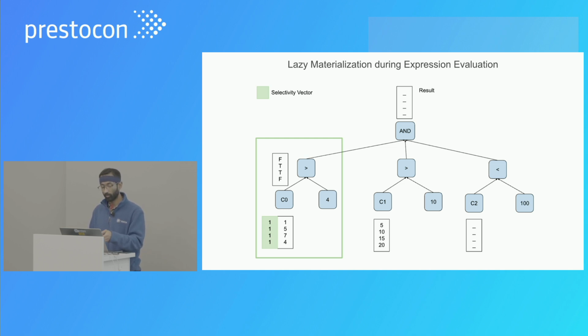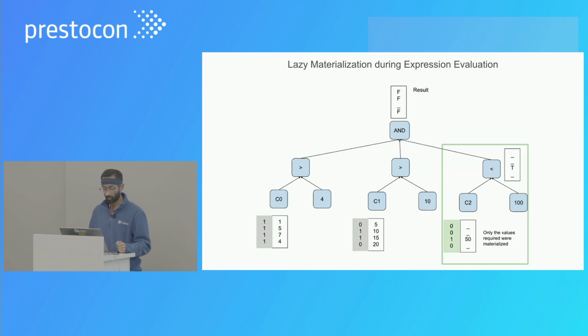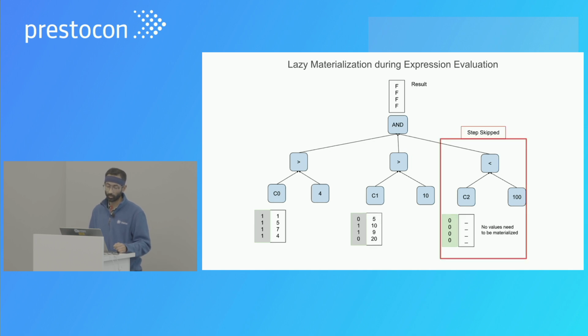So you execute the first condition over here. There are only 2 rows that pass this condition, the second and third. You get to the next one, only the third row now passes this condition. And then when you get to the third condition, you only need the value for the third row. So you only load the third row in the lazy vector. Now the best case would be that you get all false before, and then you don't need to evaluate this subtree at all. So you don't need to load anything at all over here.